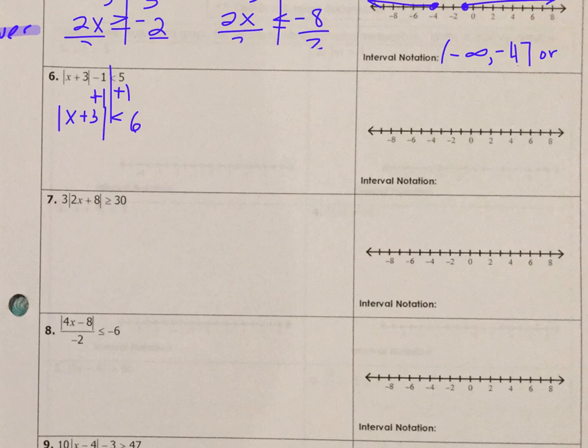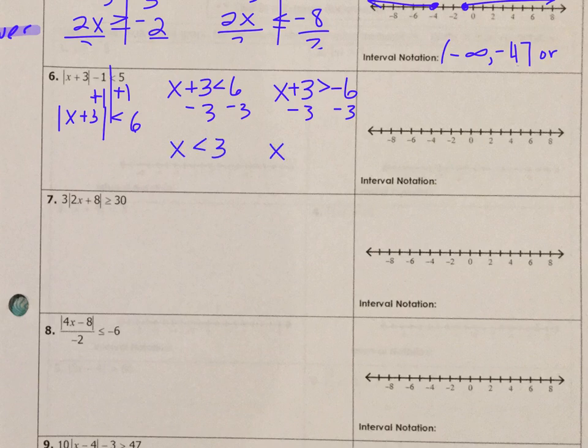Now, it's time to split it into 2. So I get x plus 3 is less than 6. X plus 3 is greater than negative 6. Subtract my 3's. On one side I have x is less than 3. On the other side I have x is greater than negative 9. Graph it, open circles on 3 and negative 9. And there it's an and, so they'll run together. Interval notation, parentheses, negative 9, 3, close parentheses.